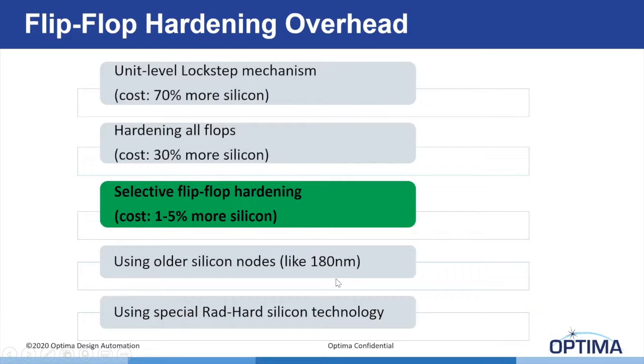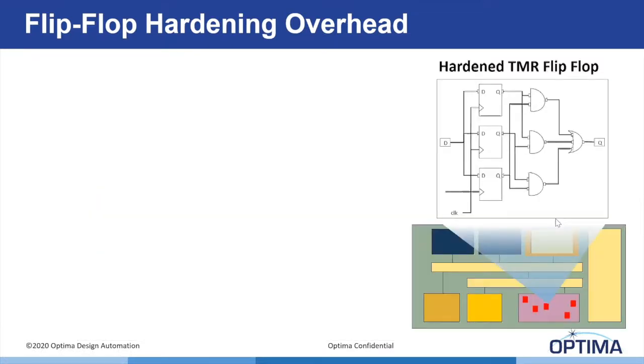You can also use older silicon nodes so as to reduce the effect of soft error, or use special radiation-hard silicon technology, which is very, very expensive. Among all these things, what is effective is selective flip-flop hardening, which gives an overhead of only 1 to 5% more silicon. Let's look into that in more detail.